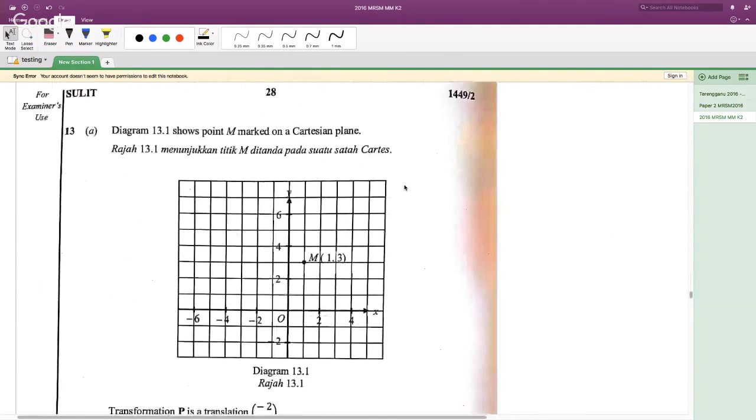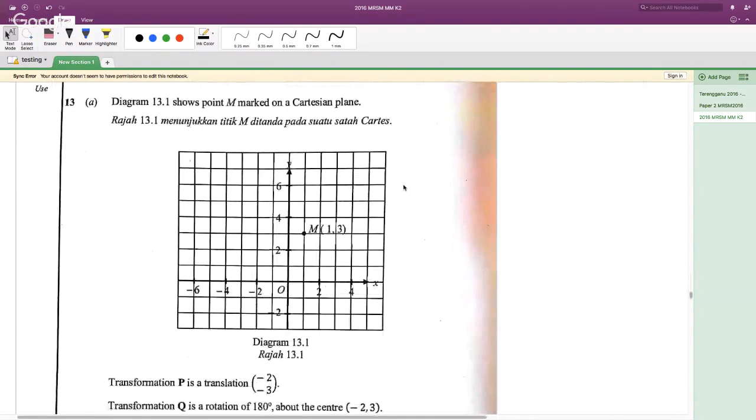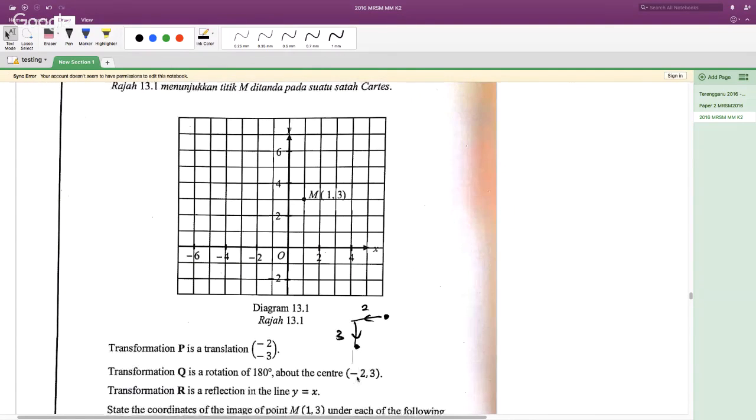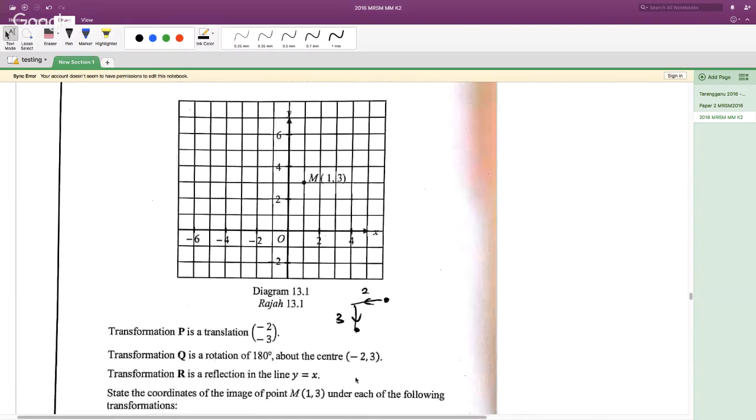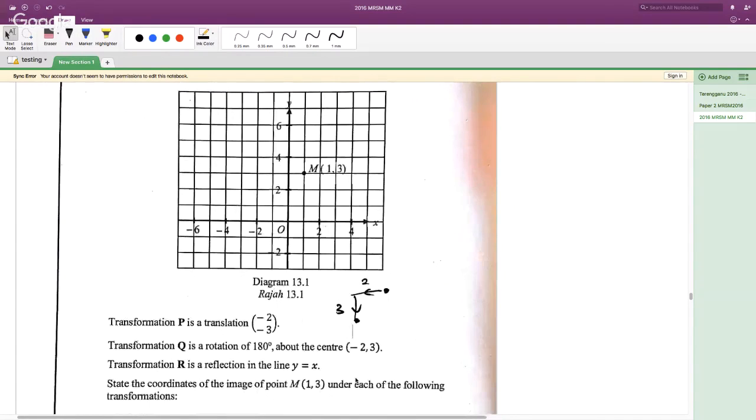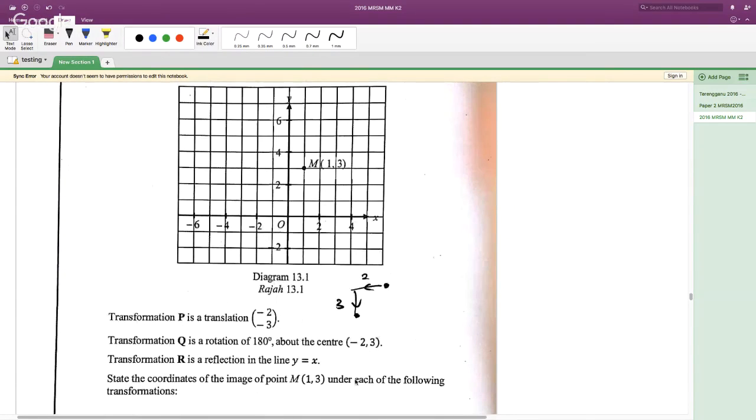Okay, transformation. This is just another topic I don't really like, but it's fine. Transformation P is a translation of -2, -3. That means from here you go 2 units to your left, and then 3 units down. Okay, so your coordinate will go into here. Then Q is a rotation of 180 at the center -2, 3. R is a reflection on the line y equals x.